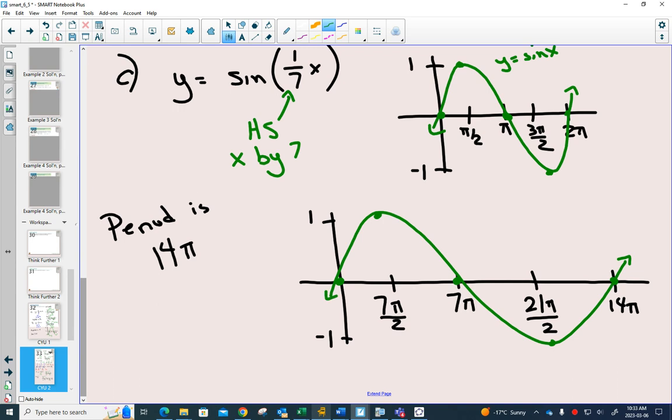And we can graph this one period quickly and easily. And after this, it just keeps repeating itself. It just keeps going up and down, up and down, up and down, all the way along.